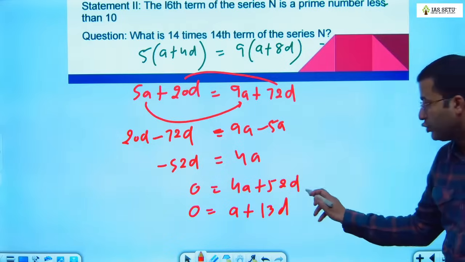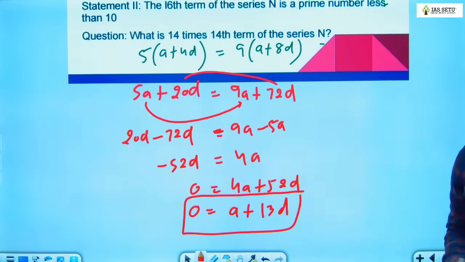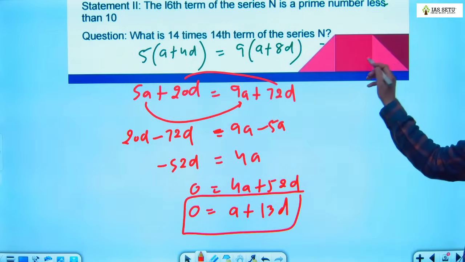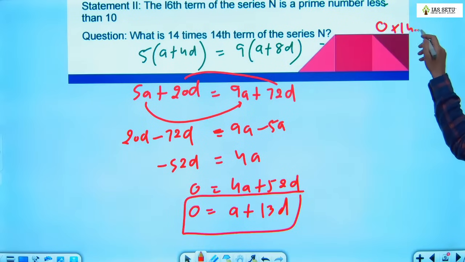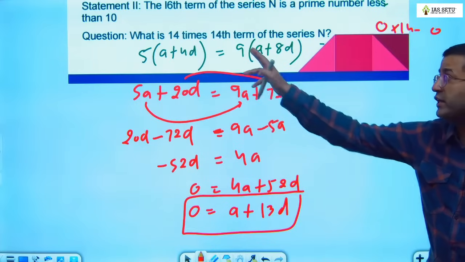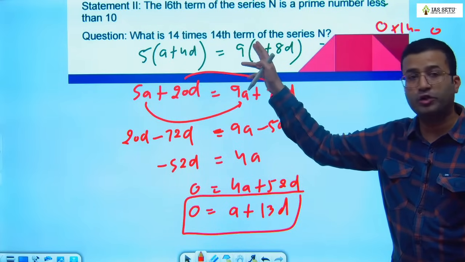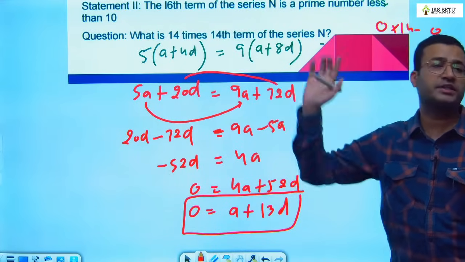So here you can directly find what is the 14th term in our AP. The 14th term is 0, and what is 14 multiplied by 0? 0 only. So we can find the 14 times the 14th term by using only statement number 1.